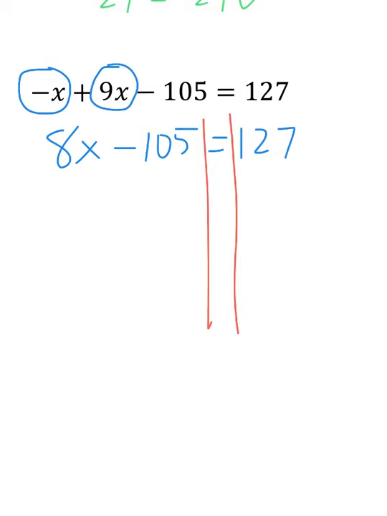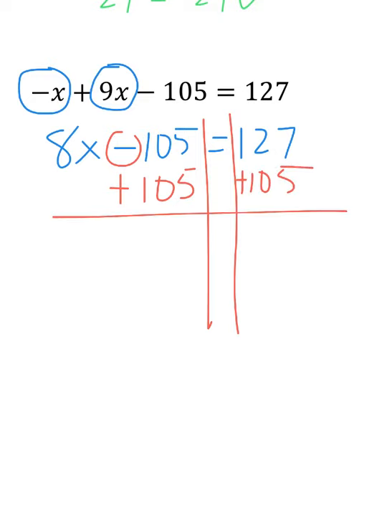So first, we want to isolate that x. We're going to undo addition and subtraction first. Here we have a subtraction, and the inverse of subtraction is addition. So we're going to add 105 to both sides.